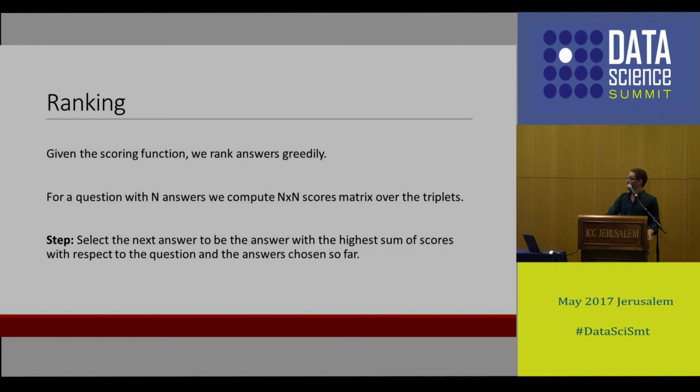Once we train the scoring function, our greedy ranking algorithm is quite intuitive. For a question with n answers, we compute an n by n scores matrix corresponding to the question with every combination of two of its answers. And then in the next answer selection step, we select the next answer to be the answer with the highest sum of scores with respect to the question and all the answers chosen so far. So this next answer should be relevant to the question and also introduce novelty with respect to the set of answers we've chosen so far. And at each step, we look at this whole set so we don't miss any information on the way.